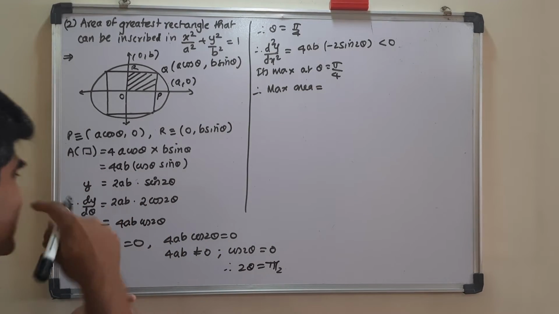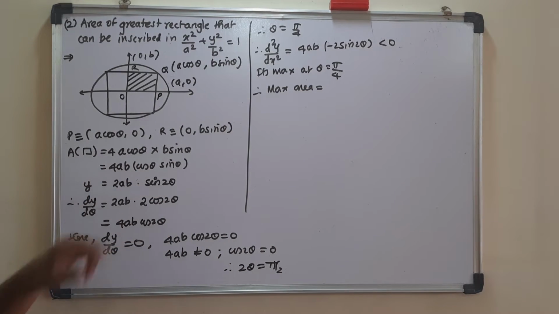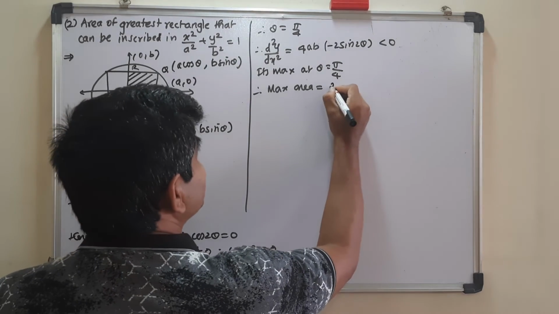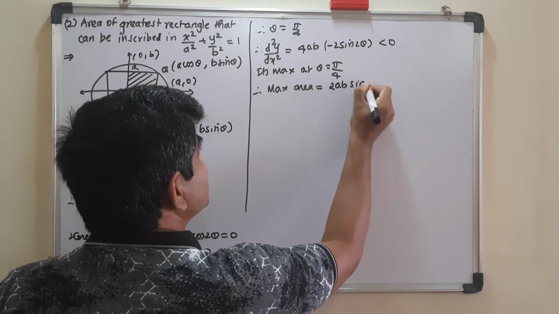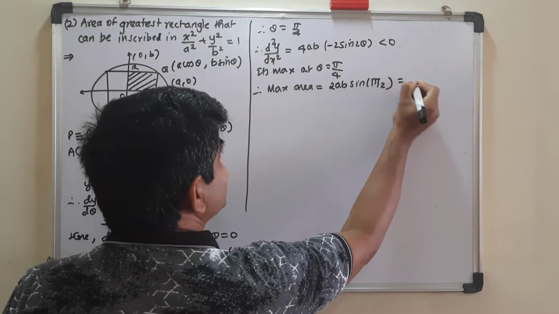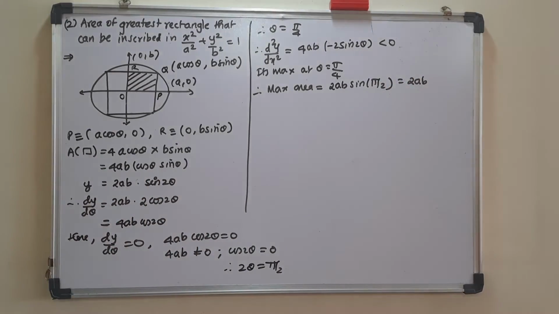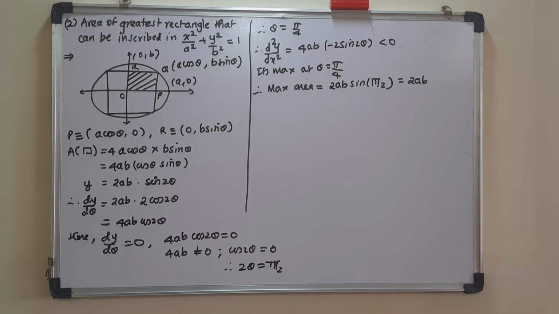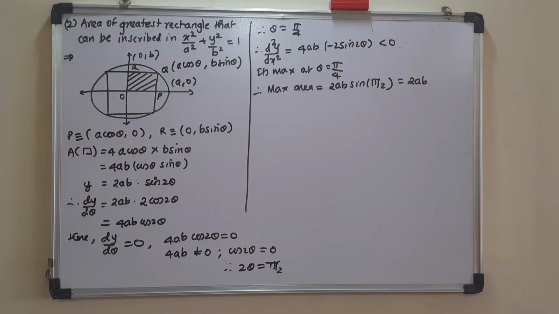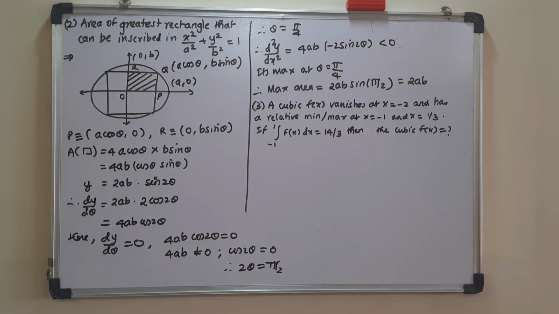So therefore max area will be what? Max area will be this one, that is 2ab sin 2 theta, that is your maximum area. The maximum area is here 2ab sin pi by 2, which is nothing but 2ab square units, whatever it is. Okay, a quite simple problem, but these questions are also asked in your entrance. So if you have a command on everything, it will become very simple to solve.